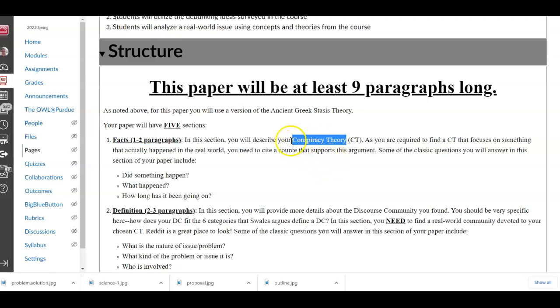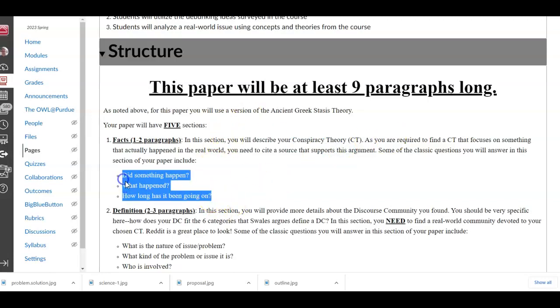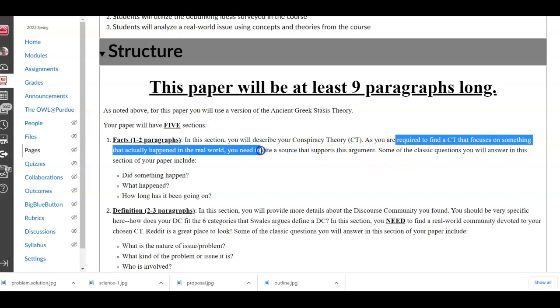So let's say you want to do flat Earth. A paragraph or 2 describing the basic history of the flat Earth theory, right? How long it's been going on, right? Establishing that this is a theory people believe in. So you're required to find a conspiracy theory that focuses on something that actually happened in the world. So a real life conspiracy theory.